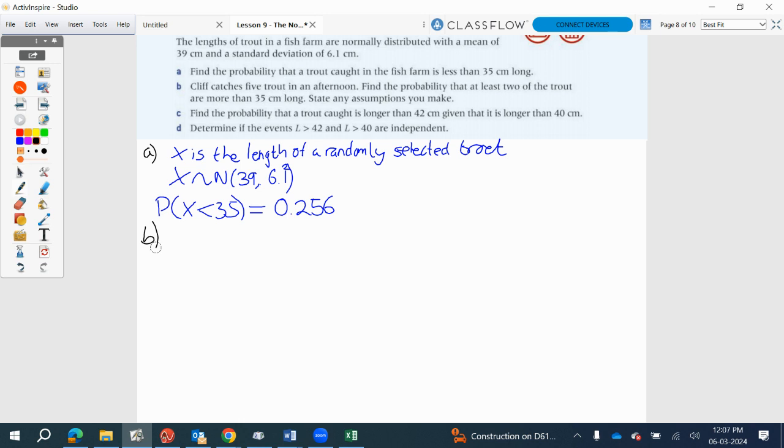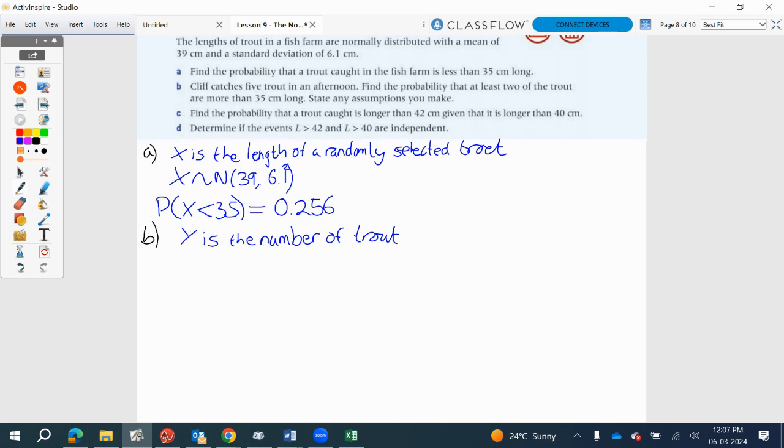That doesn't sound like a normal distribution, does it? What type of distribution does that sound like? This is a binomial distribution. So Y is the number of trout. In this particular case, we're counting. So he catches 5 trout. Notice we have a fixed number of tries. We have 5 trout. Find the probability that at least 2 of them are more than 35 centimeters.